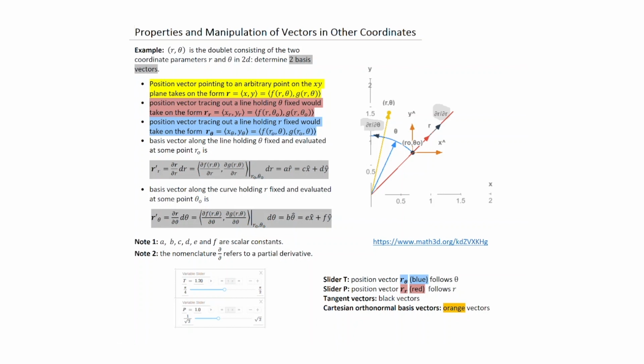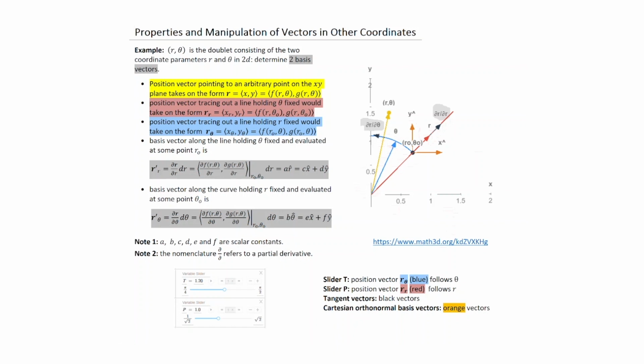So let's just review quickly. There's the position vector, blue, and this blue line is going to sweep out along this direction. The red is this one here, and it sweeps along the radial direction. The y hat is the basis vector in the xy plane, and this is the x hat, which is the basis vector along the x direction. And this point here is either (x, y), but also in polar coordinates, we would call this position r naught and θ naught.